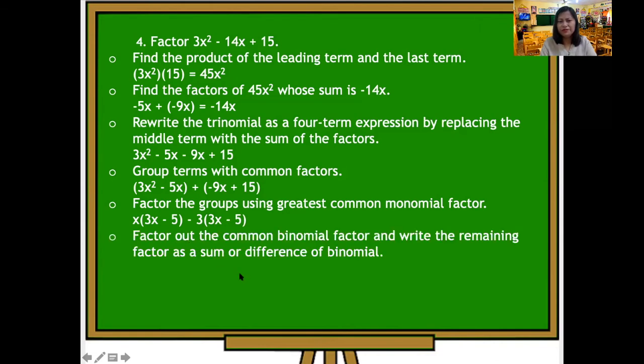We now continue factoring out the common binomial factor, 3x minus 5. x times the quantity 3x minus 5 divided by 3x minus 5 is x. Negative 3 times the quantity 3x minus 5 divided by 3x minus 5 is negative 3. So we now have the answer. The quantity 3x minus 5 times the quantity x minus 3.